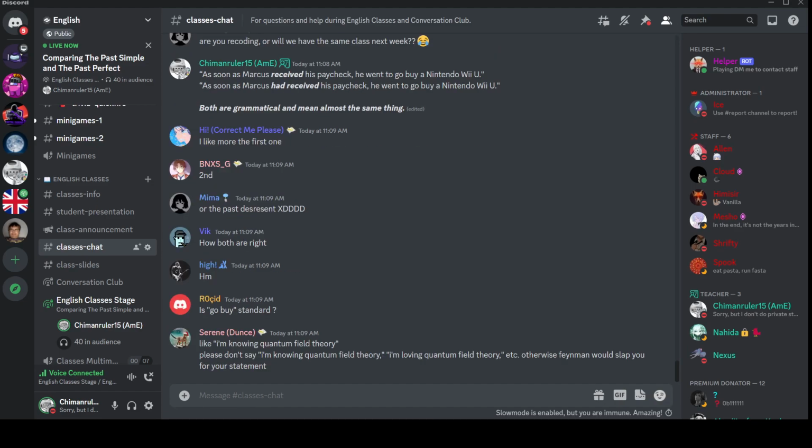I think the difference here is that the past perfect just pushes the action of receiving the paycheck further back. Whereas the first one makes it sound like receiving the paycheck and buying the Nintendo Wii U happened around the same time. The second one kind of implies that the two events are a bit more spaced apart, but really here you can technically use either, and it would almost mean the same thing.